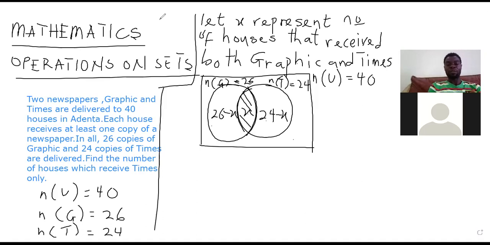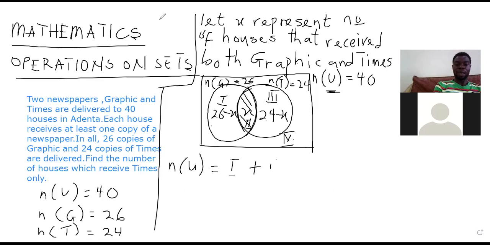Good. Now let's move on. Remember, you were given this clue that when we add region 1, that is I, plus region 2, that is II, plus region 3, that is III, plus region 4, we should get the number of U. You are given that the number of U is equal to I plus II plus III plus IV.